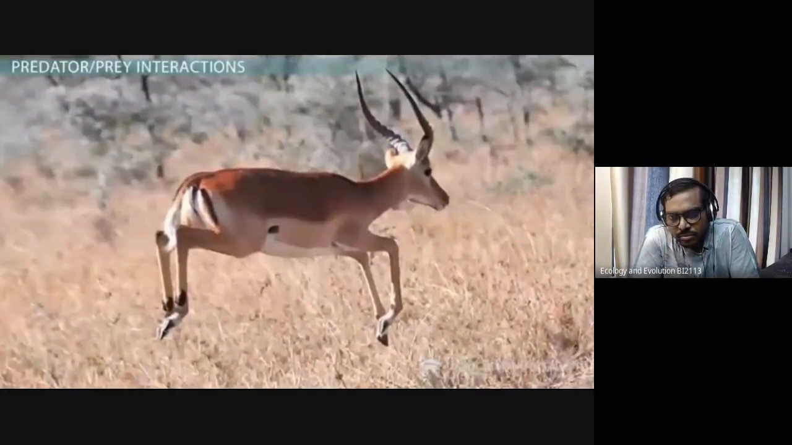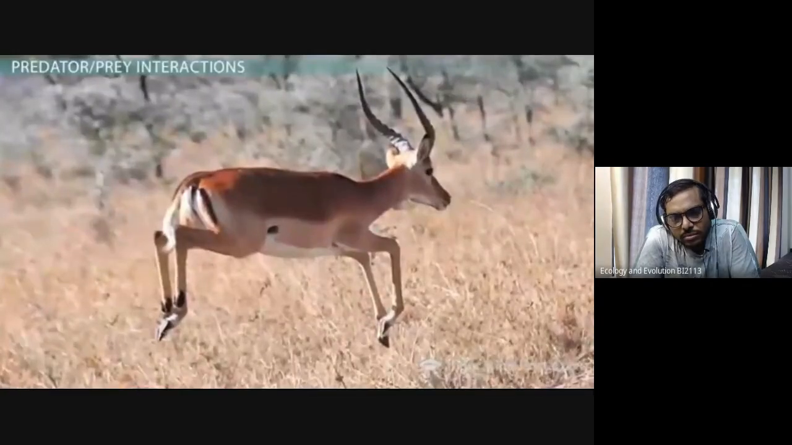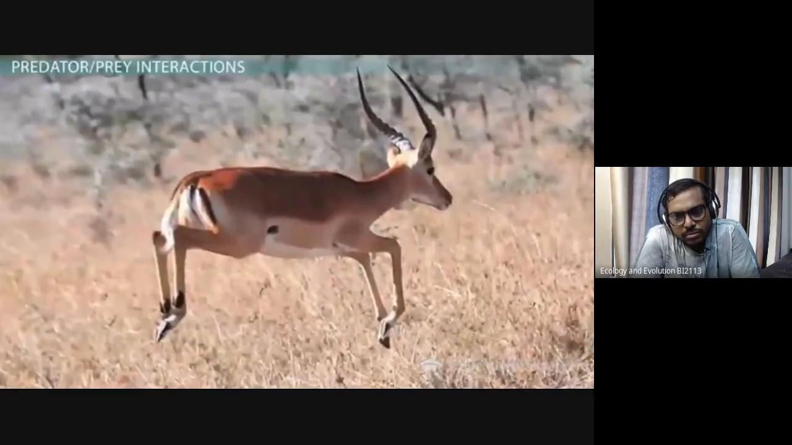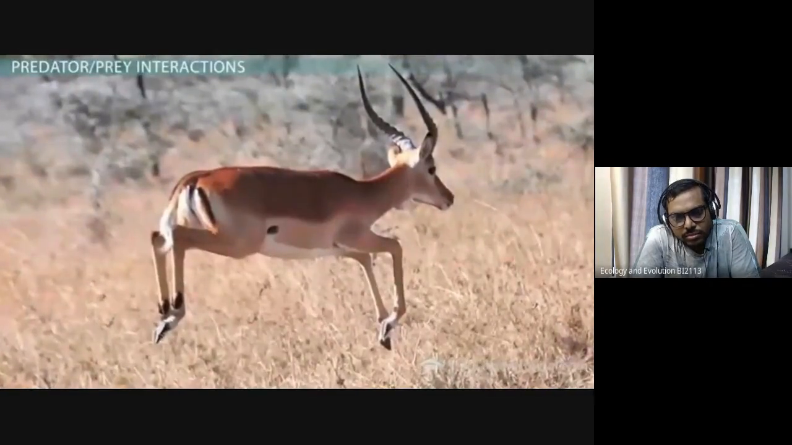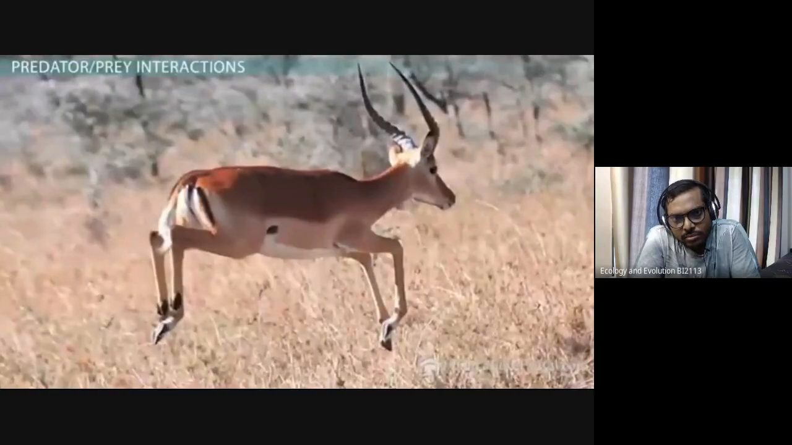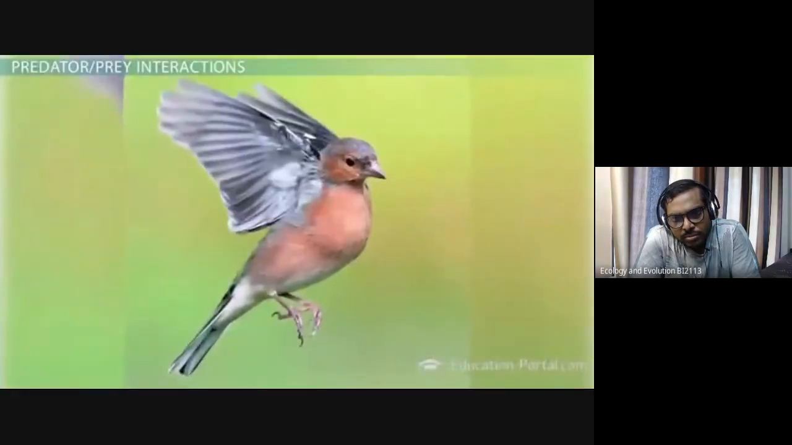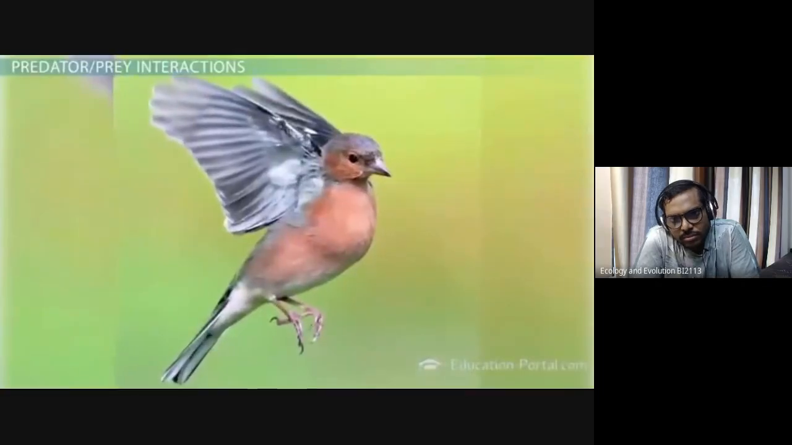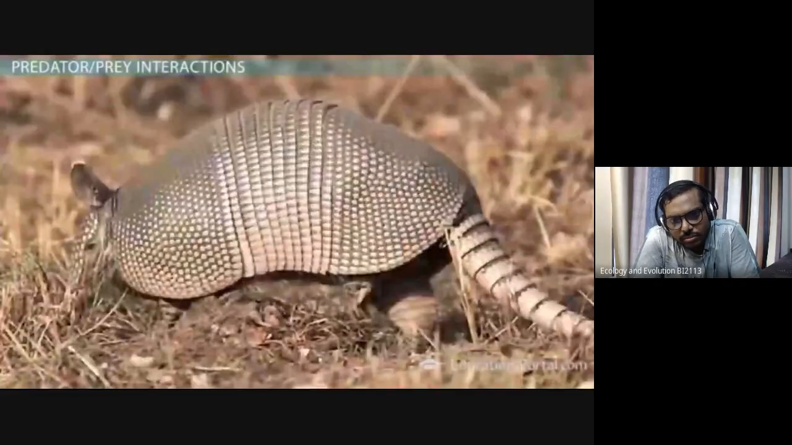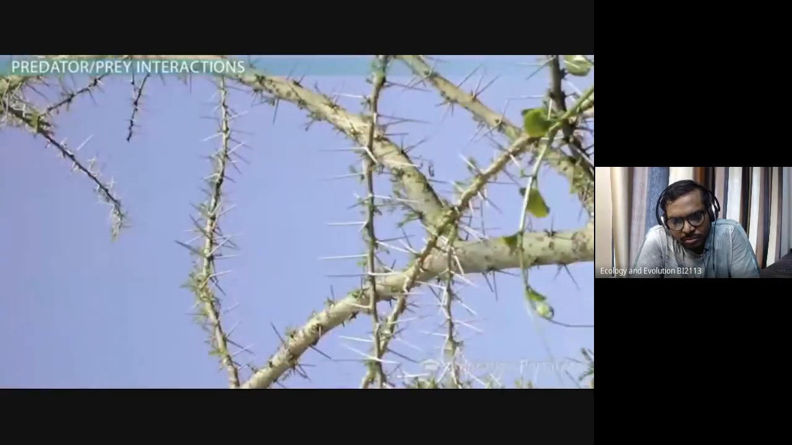Some defensive strategies are pretty obvious, and top among the list of obvious strategies is running away. Gazelle, deer, small mammals, and lizards often rely on their speed and quickness to escape predators, and many birds rely on flight as their primary defensive strategy. Some organisms, like armadillos, tortoises, porcupines, and thorny plants, use armor, quills, and thorns to defend themselves against predators.